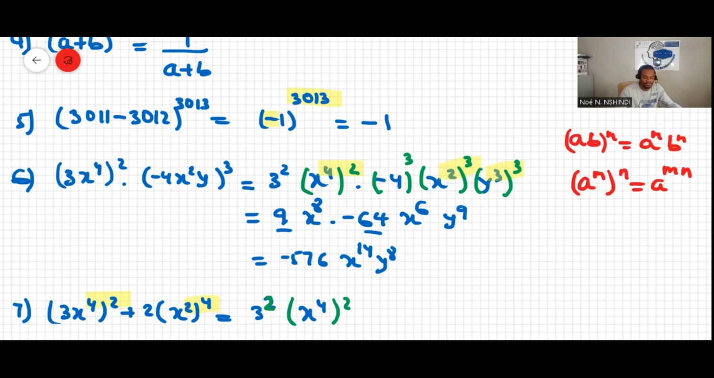And then plus 2 is outside the bracket, so we're not going to raise it to the power of 4, and then x to the power of 2 raised to the power of 4. Then here we can just multiply exponents. That will make x to the power of 8. So this makes 9x to the power of 8 plus 2x to the power of 8, which means 11x to the power of 8. That was question 7.